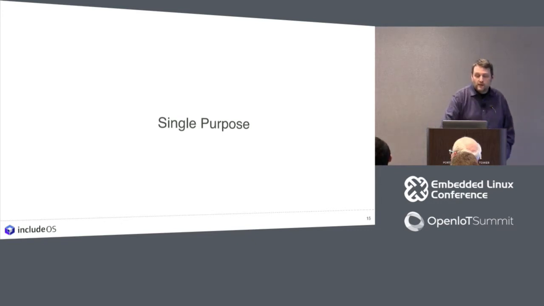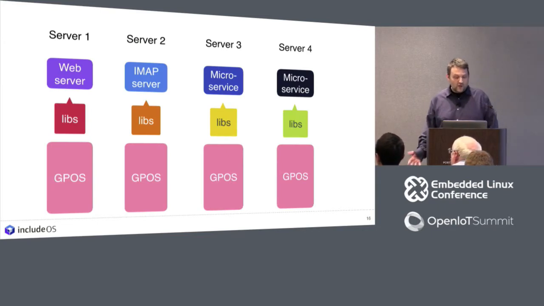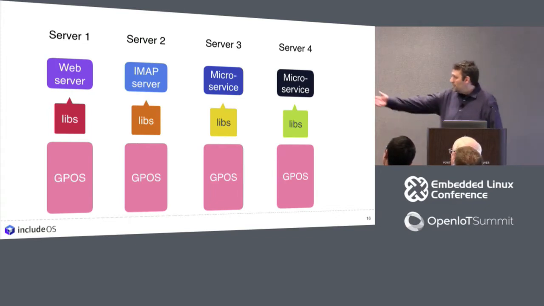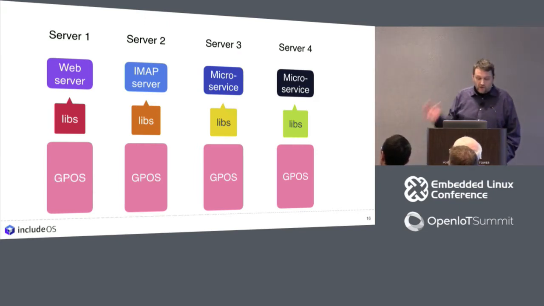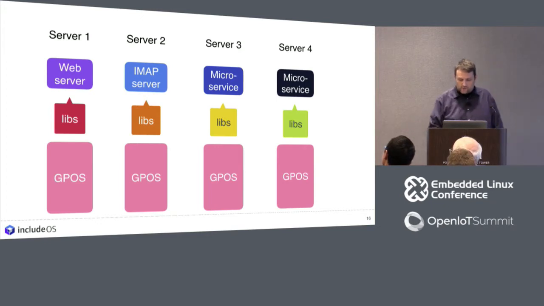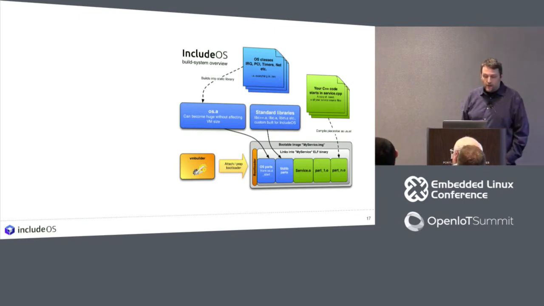But in the cloud and in IoT, you often have servers doing just one thing. And still, they have their own full-blown operating system. The web server over there, it's just doing one thing. It's serving web pages. It does not really need a full general purpose operating system. So in order to achieve that, we make a library operating system.